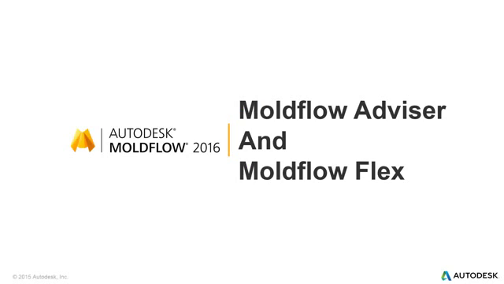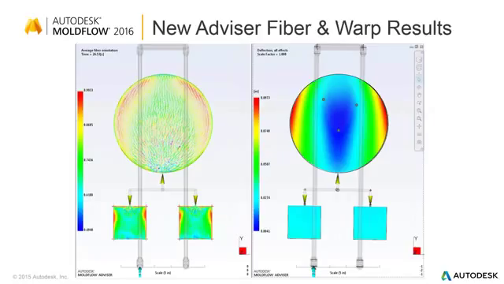So I was going to go over some of the things that have changed in the Advisor product line and the Moldflow Flex product line, although some of that was discussed at the top of the hour. In this year's release, we will be adding the ability to view fiber orientation results inside of the Advisor product in the exact same way as we do in the Insight product line. This has been something our Advisor customers have been asking for a long time, and the same goes for the warp display results.